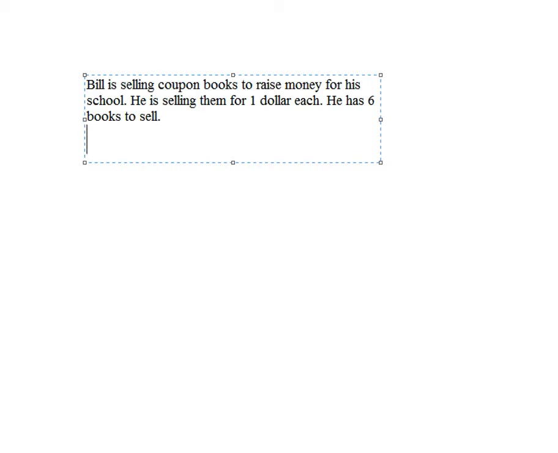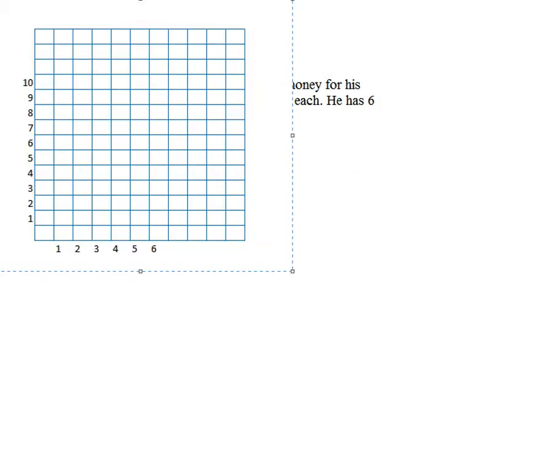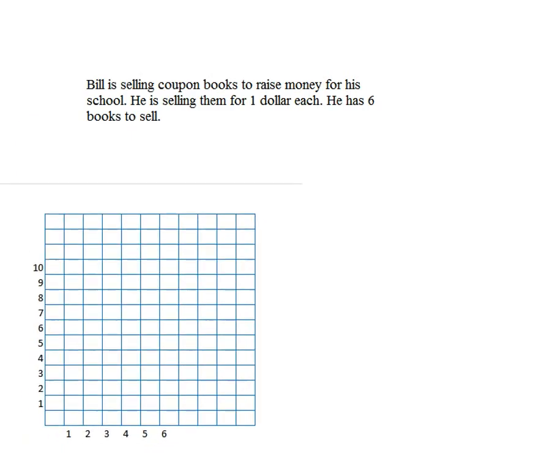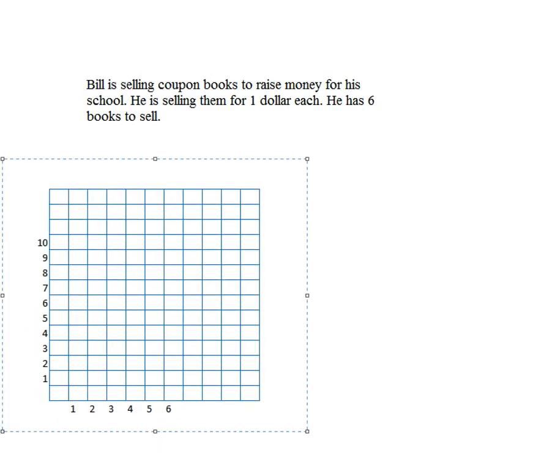Bill is selling coupon books to raise money for his school. He is selling them for $1 each. He has 6 books to sell. So now we have to turn that into a graph. There's our graph. And since he is selling them for $1 each, they go up in $1 increments.